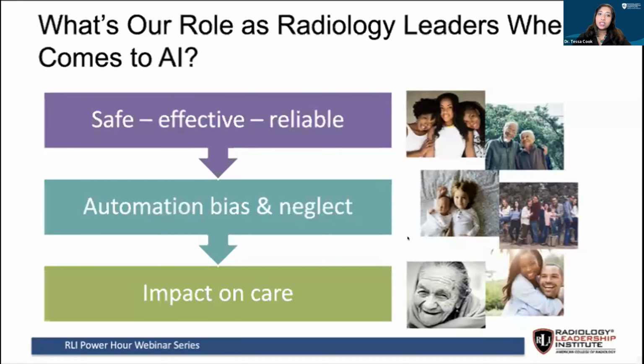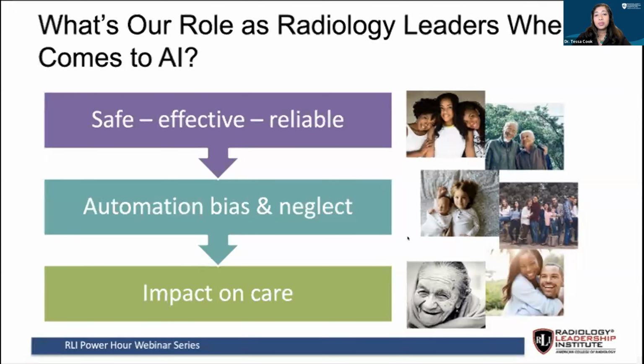So what's our role as radiology leaders when it comes to AI? And I'm being very broad here. This is AI as a whole, not ChatGPT specifically, not large language models. It really is our responsibility to make sure that this technology is safe, effective, and reliable, because as we've seen, it can make mistakes in a sometimes subtle fashion. And if you're not carefully monitoring what it produces, then you might put erroneous information out into the world in front of someone that doesn't realize that it's wrong.